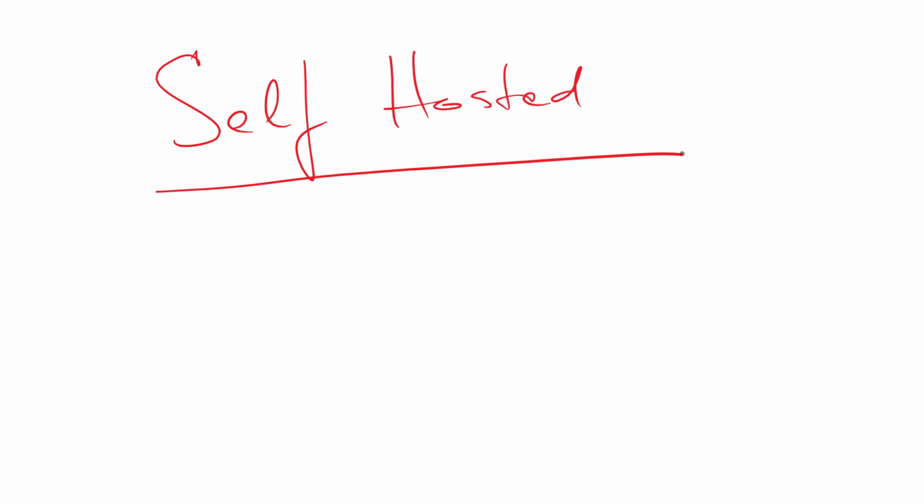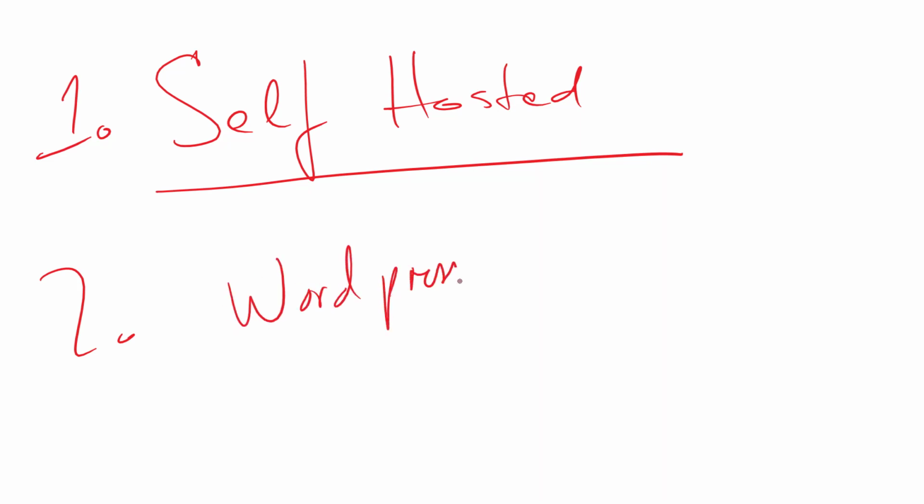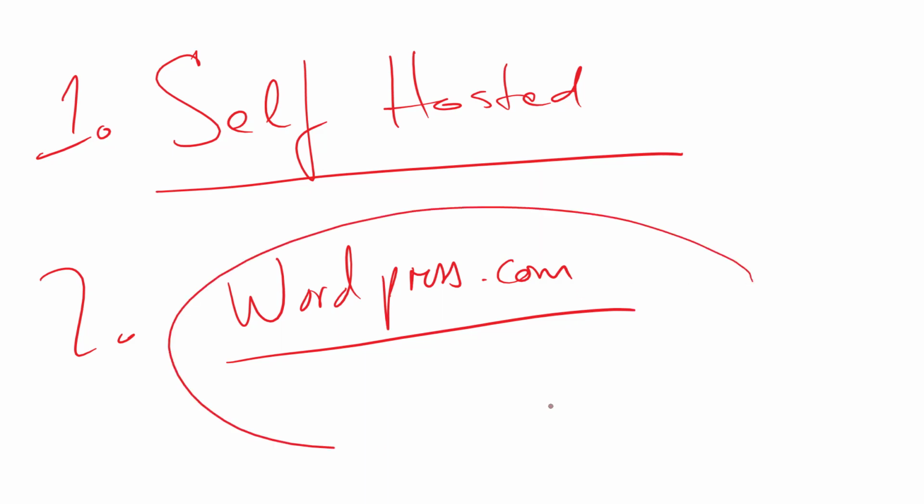This is an overview. I don't expect you to understand all the details about this. All you need to know is when you are creating a blog, you have two ways. Number one, you got the self-hosted option, and number two, you can go to WordPress.com, where for free they'll create a blog for you where you don't have to install anything. But the problem with that is that you're going to be hosting your site on their website, WordPress.com.